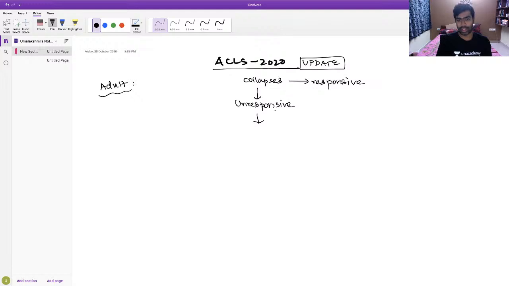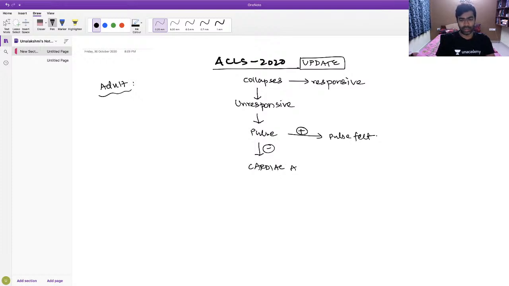Once the patient is unresponsive, the next step is to check whether the pulse is there or not. Pulse felt or pulse not felt, that's what we're going to do next. If the pulse is felt, then again I'm not going to do anything; I'm just going to assess the cause of the collapse and unresponsiveness. But if I'm not able to feel the pulse, this is a situation where I need to consider this patient as a cardiac arrest.